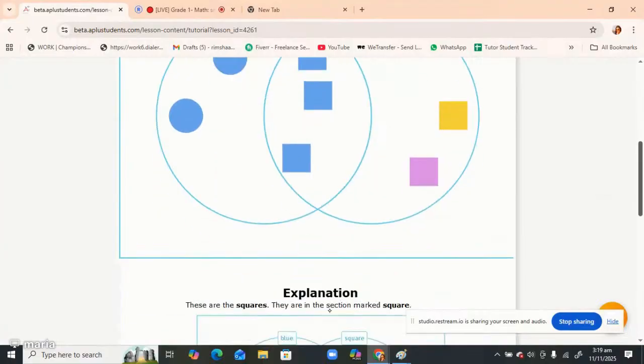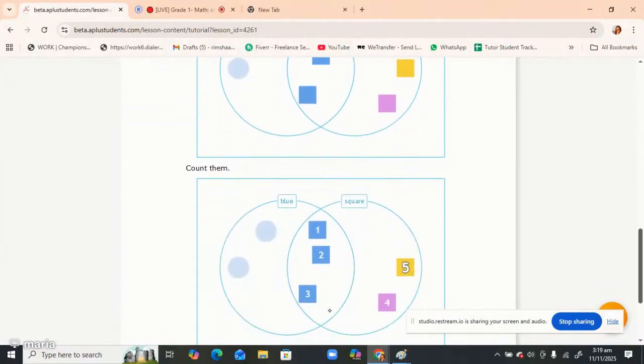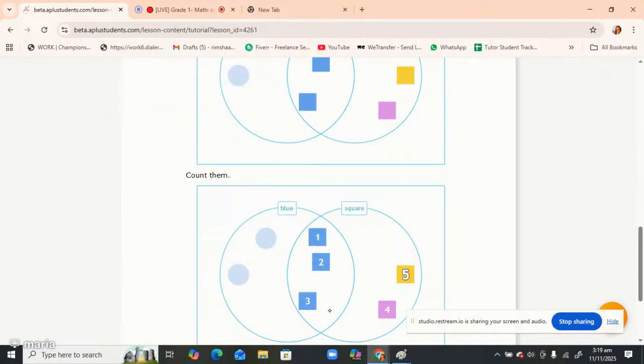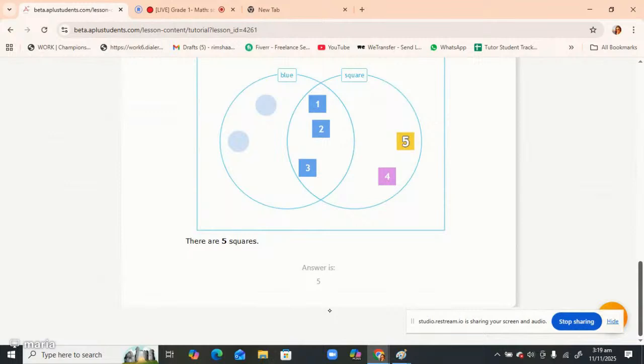Now let's see, we count it. Okay, look, 1 square, 2 square, 3 square, 4 square, and 5 squares. That's it.